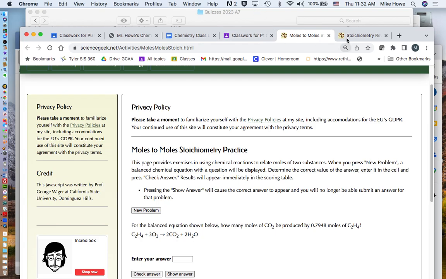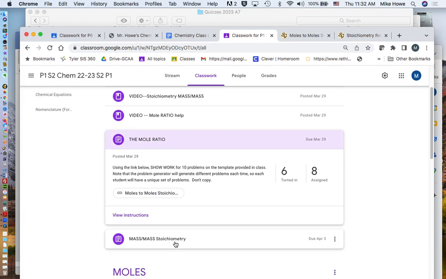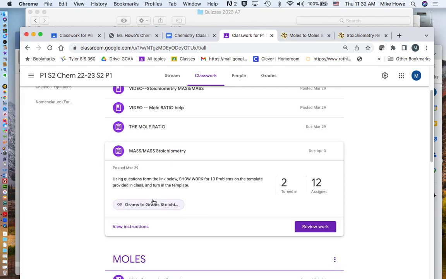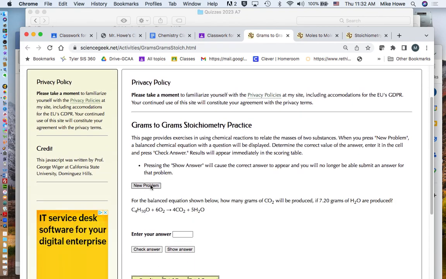The stoichiometry mass-mass problems were a little bit more complicated because there, before you could use the mole ratio, you had to take the number of grams that were given and change them to moles. So we're reviewing that real quick. Here's a problem. So you take the 7.2 grams of water, change it to moles, then you do the mole ratio just like in the previous assignment. And then you take the number of moles you get and change it to grams. In this case, it'd be grams of CO2. There are videos to help you with both of those.